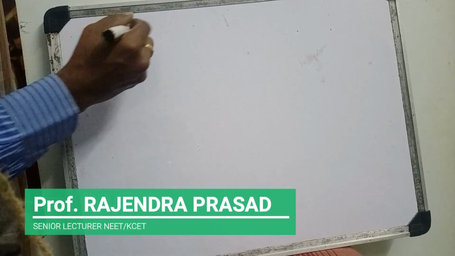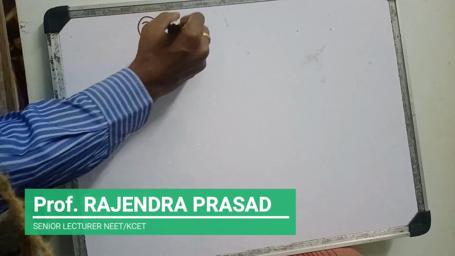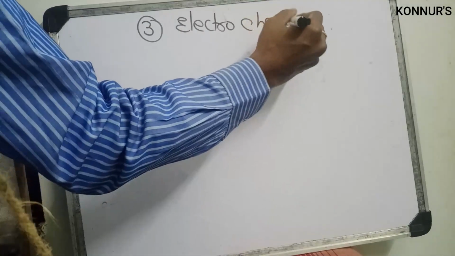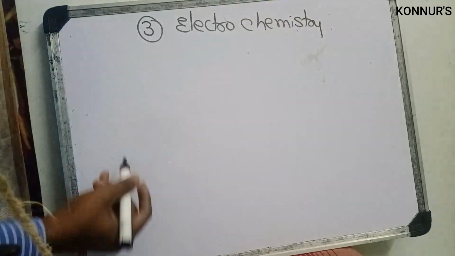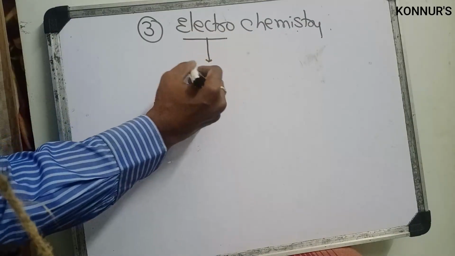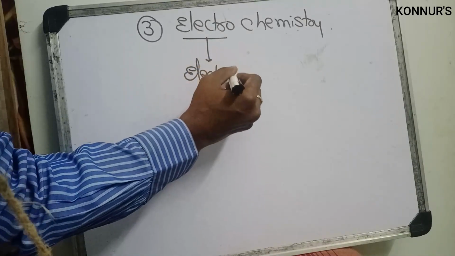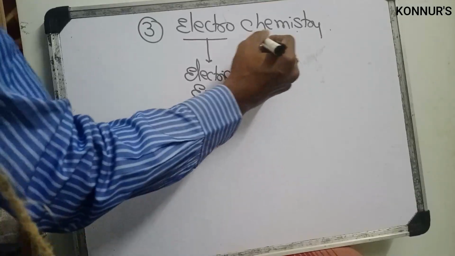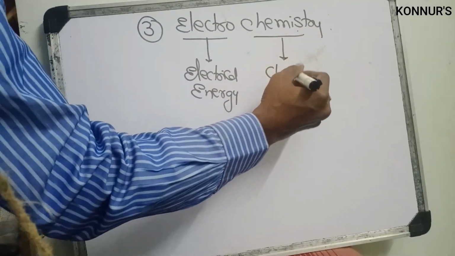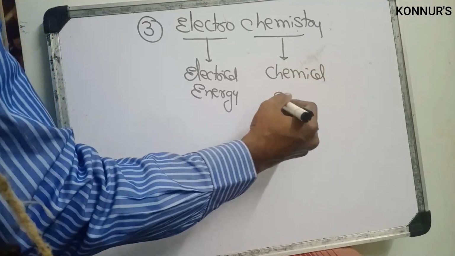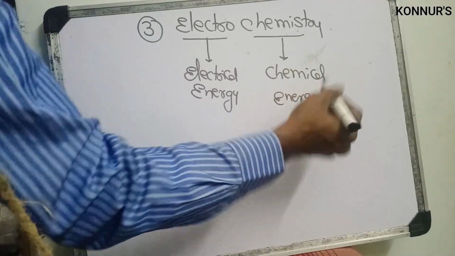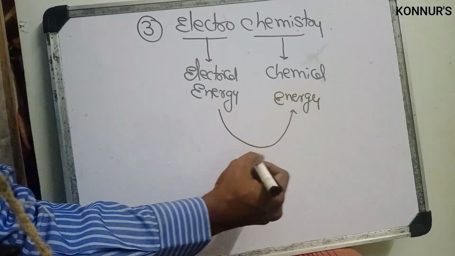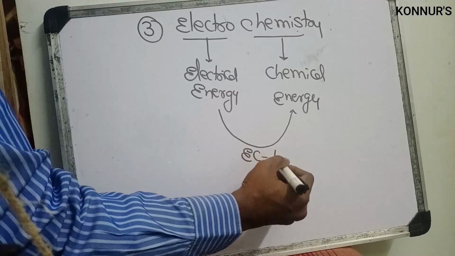So now we are going to discuss the third chapter, electrochemistry. What is the meaning of electro? Electro means electrical charge, otherwise electrical energy. Chemistry here means chemical energy. So what is this chapter explaining? The electrical energy is converted into chemical energy, which is called electrochemistry 1.